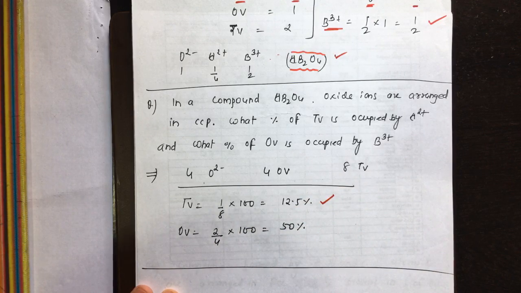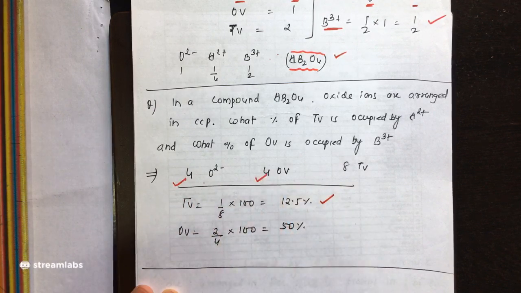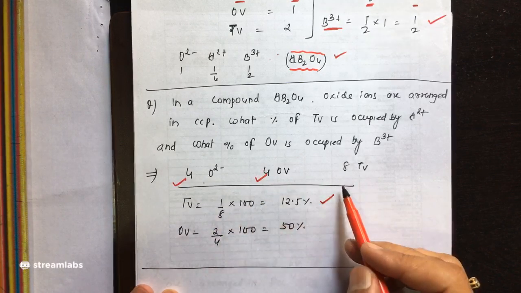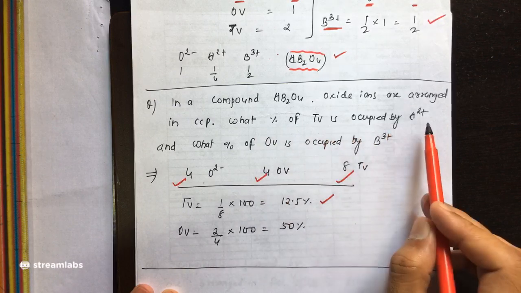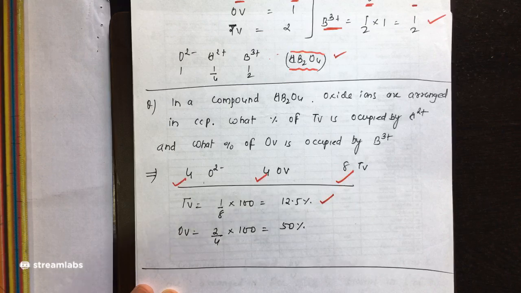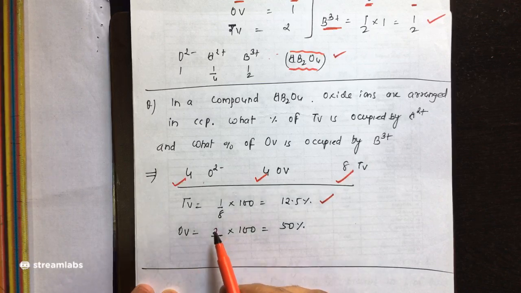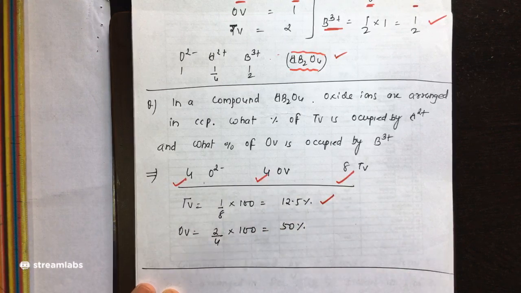So who is making the lattice? Obviously oxide. If there are 4 oxide, there are 4 octahedral voids, and there are 8 tetrahedral voids. Who is going into the tetrahedral void? The question asks what percentage of TV is occupied, so basically A2+ is going into the tetrahedral void. How many tetrahedral voids do we have? 8. How many atoms of A are there? Only 1. So out of 8 tetrahedral voids, only 1 will be occupied by A, and therefore the percentage occupancy will be 1/8 into 100, which is 12.5%.